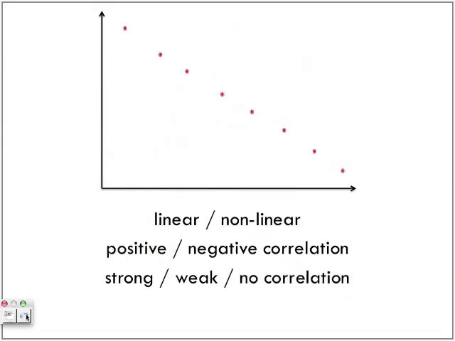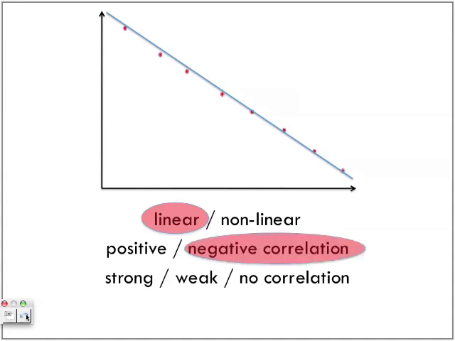Now, next example here. Here's our line of best fit. Linear, nonlinear? Linear. Positive, negative correlation? Negative. Strong, weak, no correlation? Strong correlation.